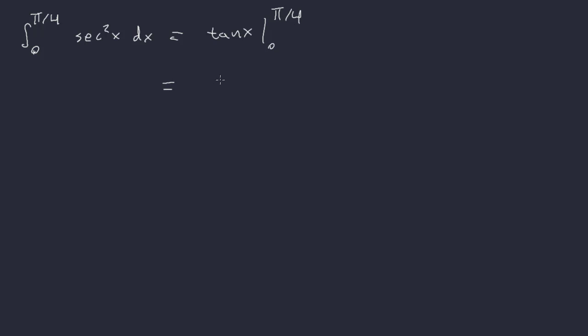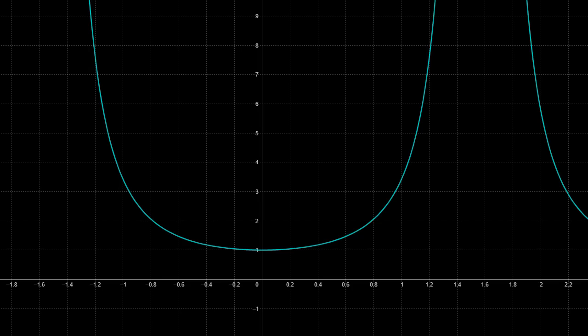And so by the fundamental theorem of calculus, where we're plugging this in, we'll have tangent of pi over 4 minus tangent of 0. Now, tangent of 0 is 0. Tangent of pi over 4 is 1. So we get 1 minus 0. So we get an area of 1. All right, a lot nicer here than what it looked like originally.